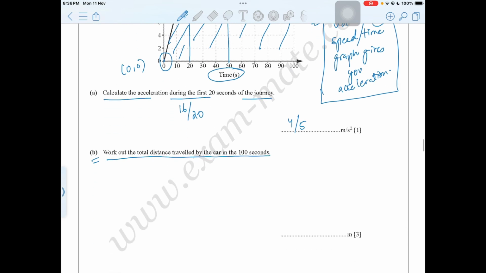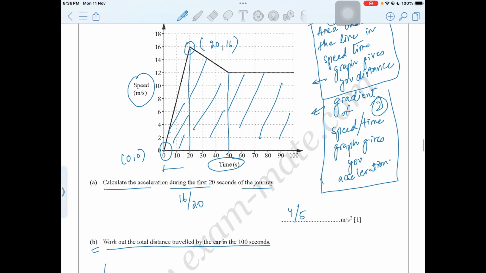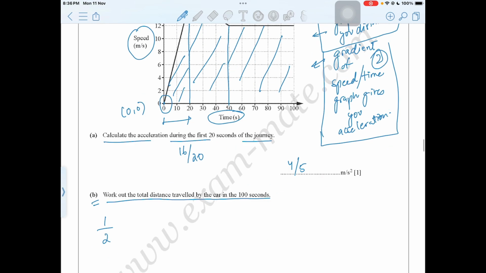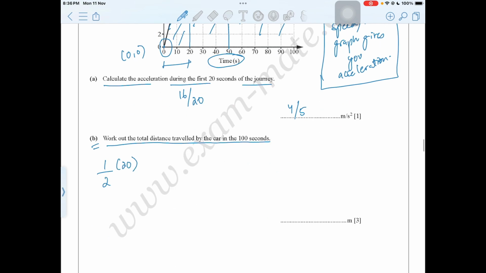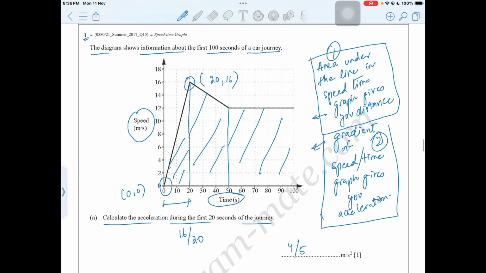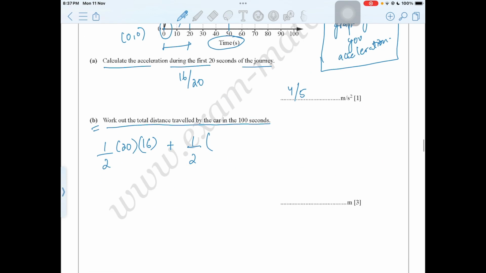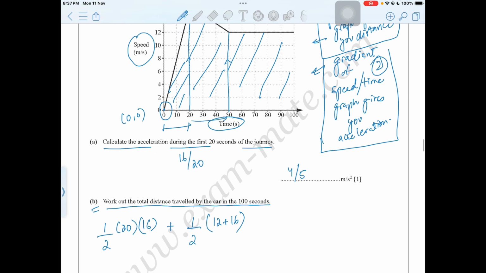First we have the triangle. A triangle's area is 1 over 2 base times height. So our base is basically 20 and our height is 16. So this would be 20 multiplied by 16. Then we have our trapezium, which is 1 over 2 times the sum of parallel sides. These are the two parallel sides, so this is 12 and this is 16. So this would be 12 plus 16, and our height is basically 30. And we have 1 over 2.